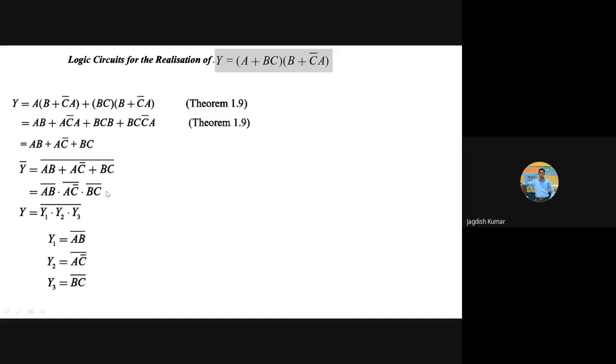So if we want to write down y, let us say this is y1. So what will be y finally? We have to take the complement once again. So that will be equal to y1 dot y2 dot y3 whole complement. Now we won't apply De Morgan's theorem to get back here. We leave the expression here, because we have to implement the expression with the help of NAND gates.